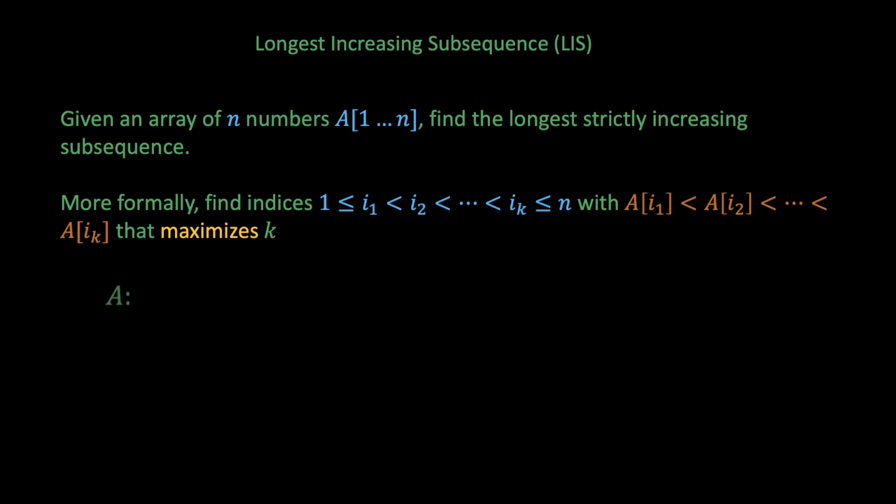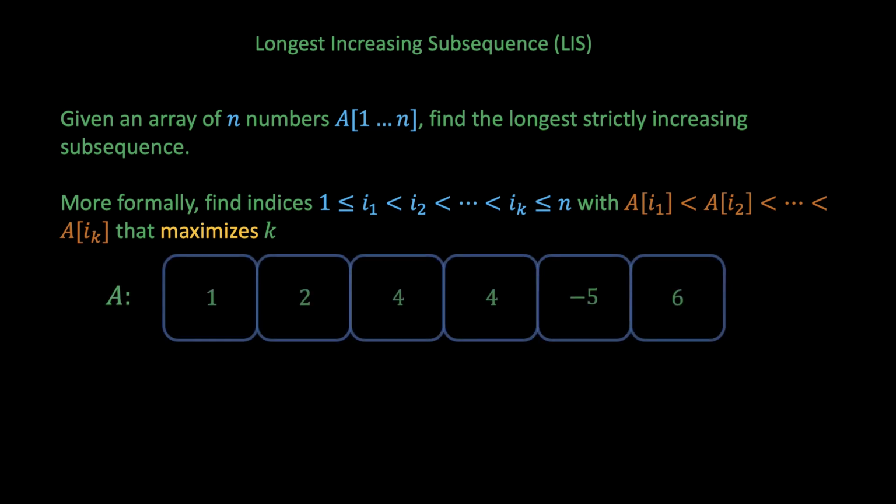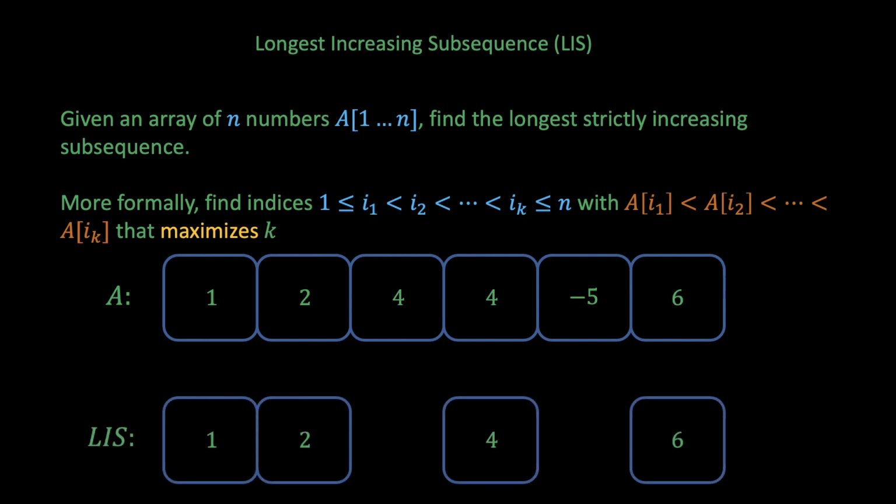For example, suppose A is 1, 2, 4, 4, negative 5, 6. Then the LIS would be 1, 2, 4, 6. Notice that we didn't choose 4 twice because we require the sequence to be strictly increasing. Also, notice that the longest increasing subsequence must be in order. So the sequence negative 5, 1, 2, 4, 6 is invalid because the numbers are not in their original order.